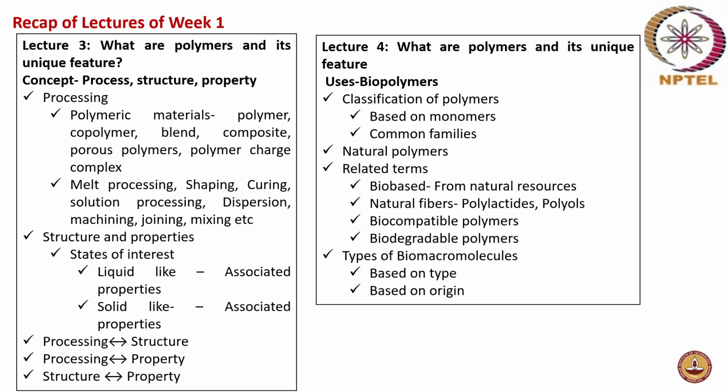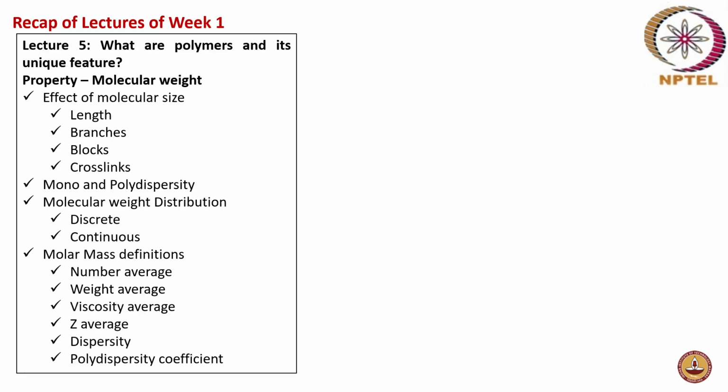What are the common families of polymers were introduced, and what natural polymers are available, and bio-based polymers from natural sources. Bio-based means these may not be biodegradable, but their source is from nature, right? So that was discussed. And then natural fibers were discussed. And what is the classification of biomolecules based on type and origin? They can be plant based, animal based, or microorganism based. So these were discussed.